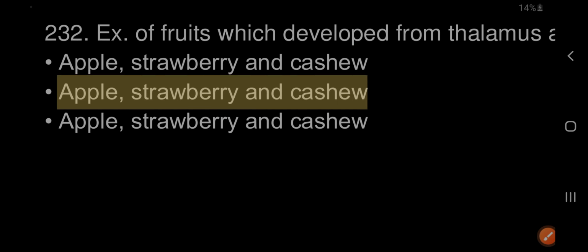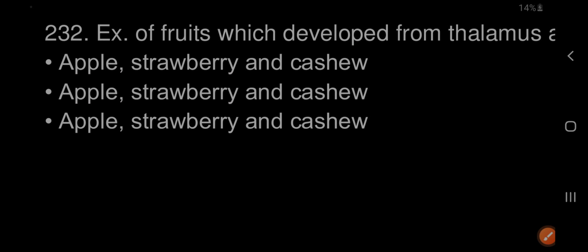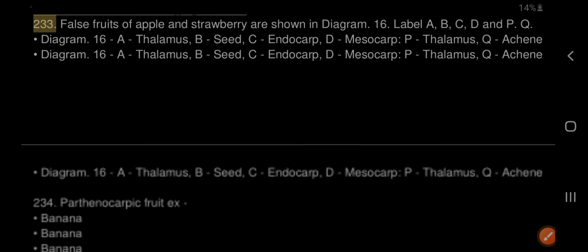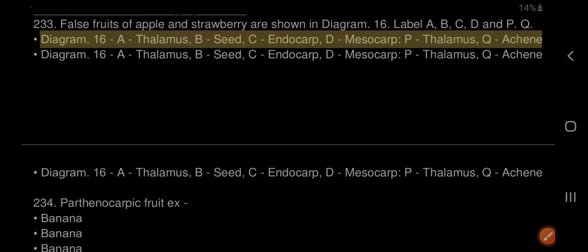233. False fruits of apple and strawberry are shown in diagram 16. Label A, B, C, D, P and Q. A, thalamus; B, seed; C, endocarp; D, mesocarp; P, thalamus; Q, achene.